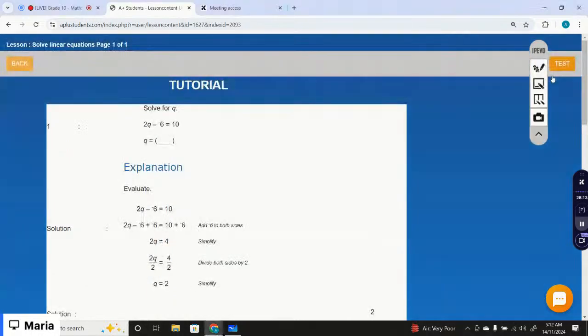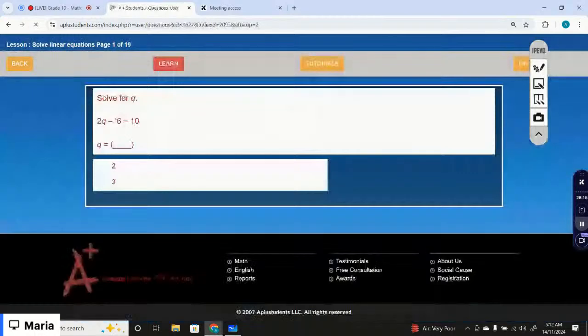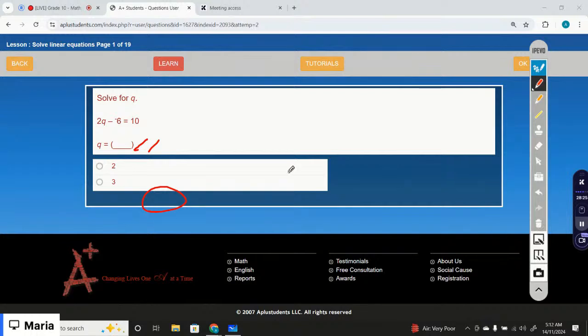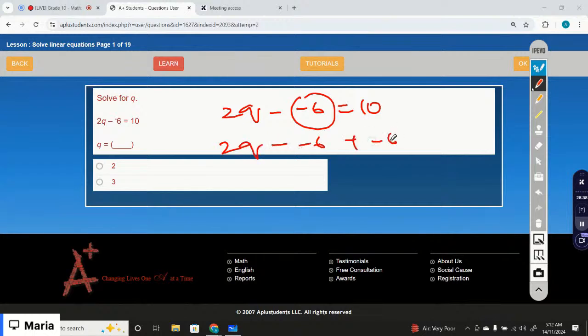Let's just start with the test questions. Solve for q, that's the one we just did. 2q minus negative 6 equals 10, right? You need to remove that negative 6 over here. So you need to add negative 6 both sides, right? Negative 6, positive 6 cancel out. You are left with 2q. 10 minus 6 is 4.